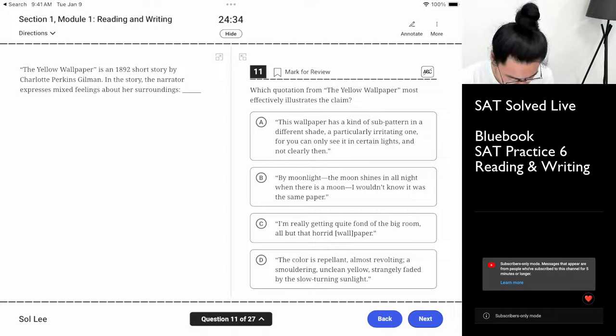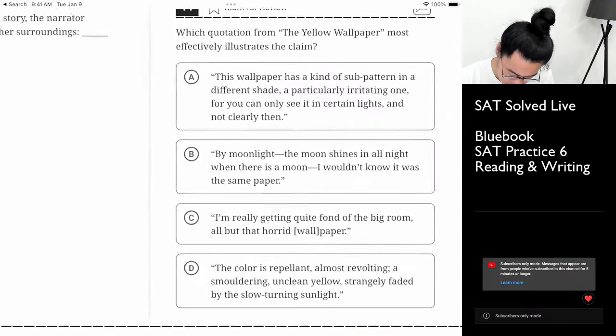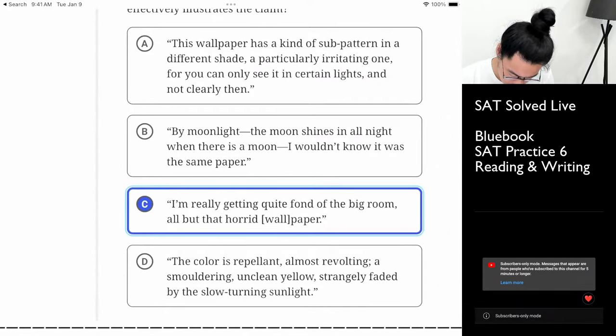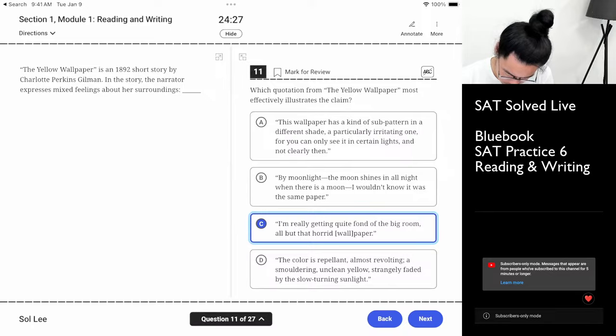Yellow wallpaper, mixed feelings about her surroundings. All, there we go.